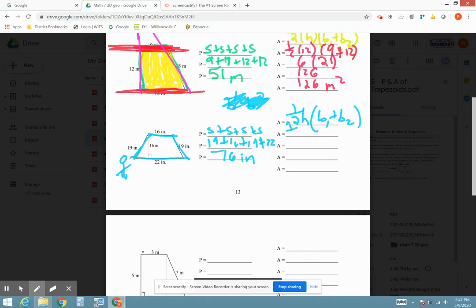So half of the height, well, remember height's measured up and down, so my height is actually this 16 right here. So half of 16 times one of the bases plus the other base, and those are my parallel sides. So 22 plus 16 is 38. Okay, and then half of 16 is 8. And 8 times 38 is 304 inches squared.